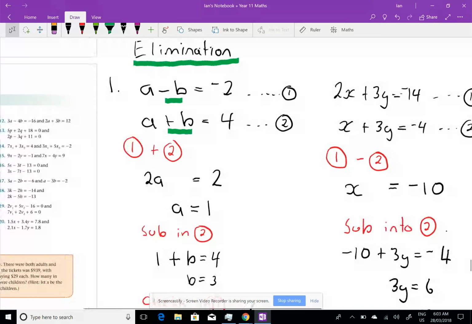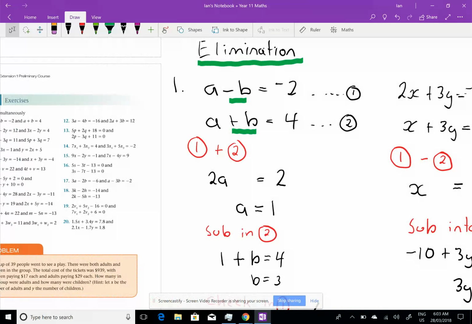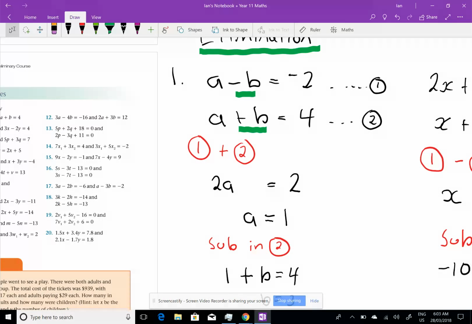I want to do one more with the elimination method that's going to be a bit harder. So I'm going to do question 12. And it's a bit harder because none of them are the same at the beginning, but you can change them to make them the same.